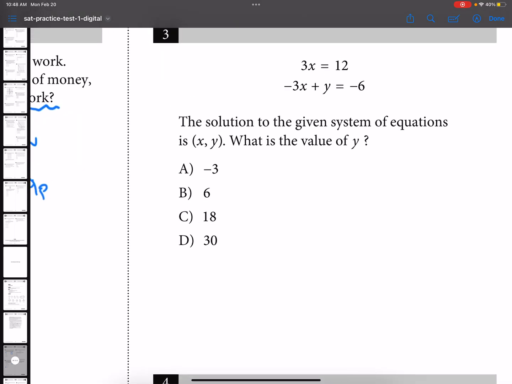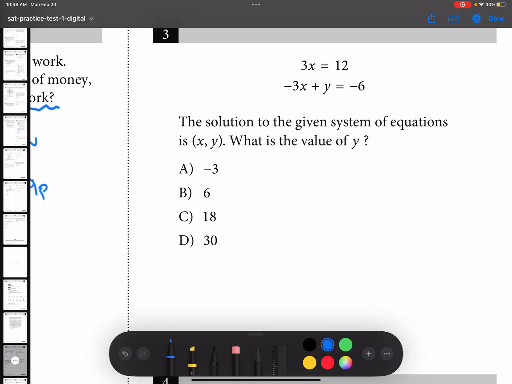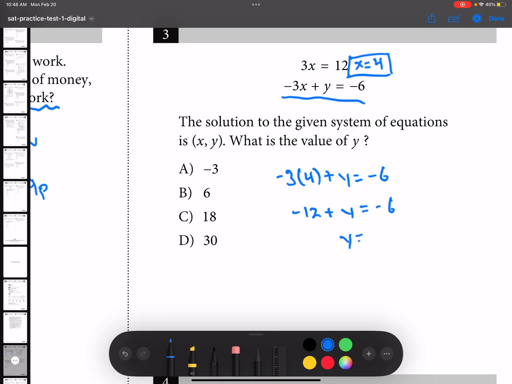Number 3, the solution of a system of equations is x, y. What's the value of y? Okay, so if 3x is equal to 12, we know that x is equal to 12 divided by 3, which is 4. So we have our x value. Now we need to find y. So we can put it into this. So minus 3 times 4 plus y is equal to negative 6. Minus 12 plus y is equal to negative 6. So y is equal to negative 6 plus 12. Y is equal to 6. So our answer is B.